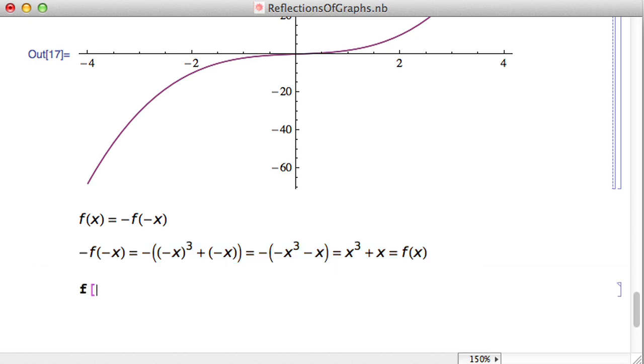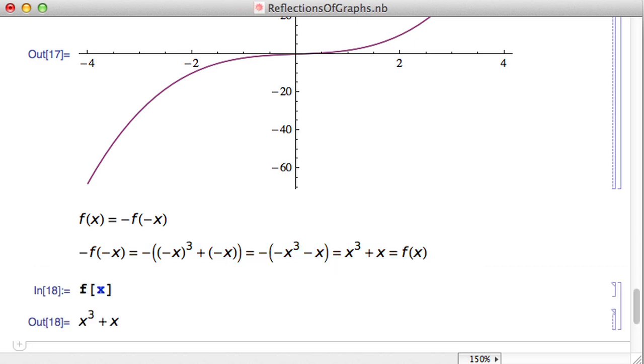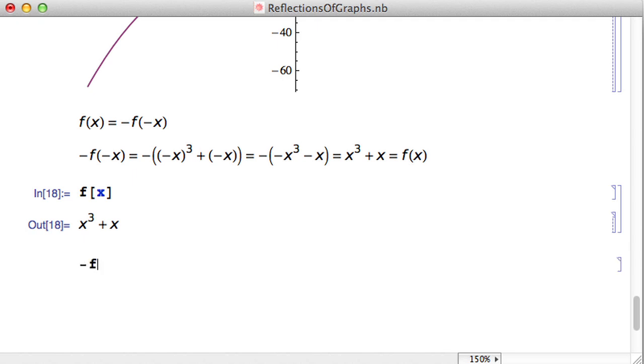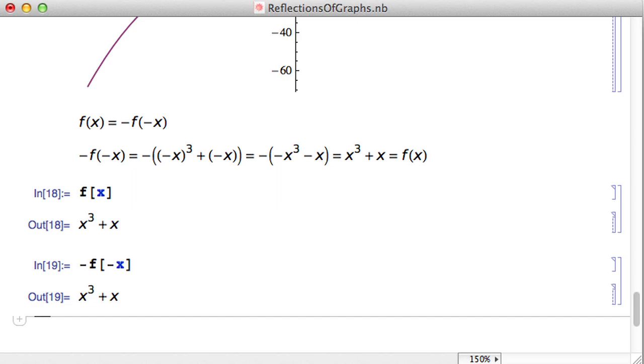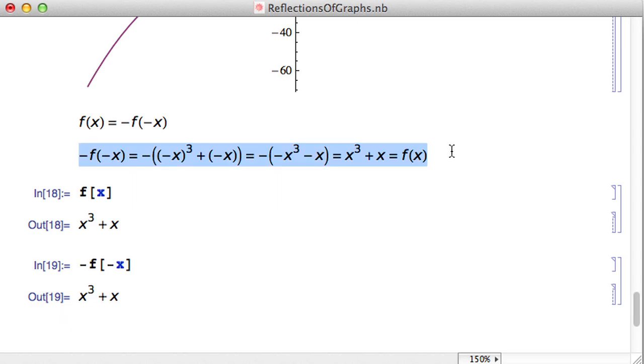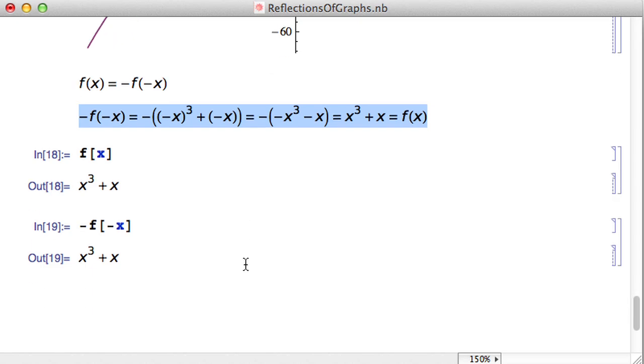Notice that in Mathematica, f of x is that, and notice what minus f of minus x is. You get the same thing. So this is a mathematical way of showing that they're the same function. To do it by hand, though, you have to do what I typed up here. That's the steps to actually proving it. This is just to give you a guidance on it.